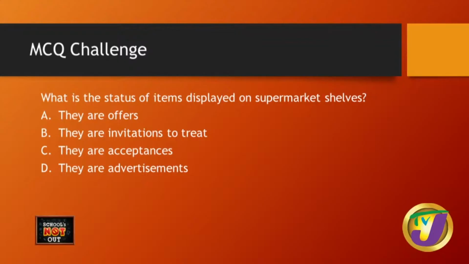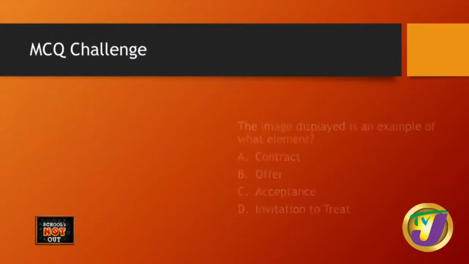So the display of goods on a supermarket shelf is considered to be... If you said B, you're correct. Good job. So B would make it, it's an invitation to treat. And remember that we looked at some of the other conditions under which we had invitations to treat. Yes, like goods in a display window as well, and advertisements, with the exception that we mentioned.